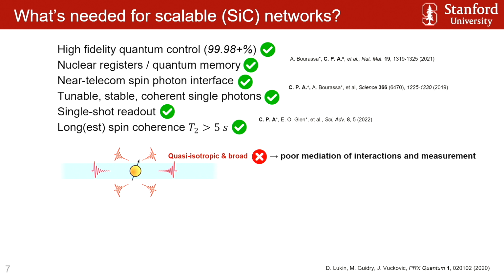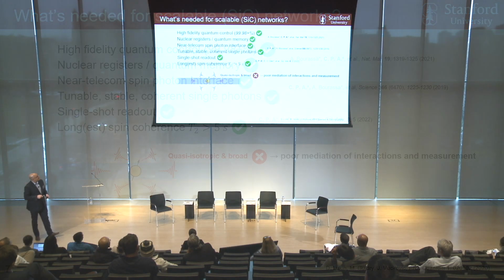So you might say, Chris, that sounds all really great. So where is it? Where is my quantum internet? You said, I have everything, it's amazing. So I would say we have a lot of the check marks off our list. We have good quantum control, we have these registers, we have this near telecom spin photon interface.